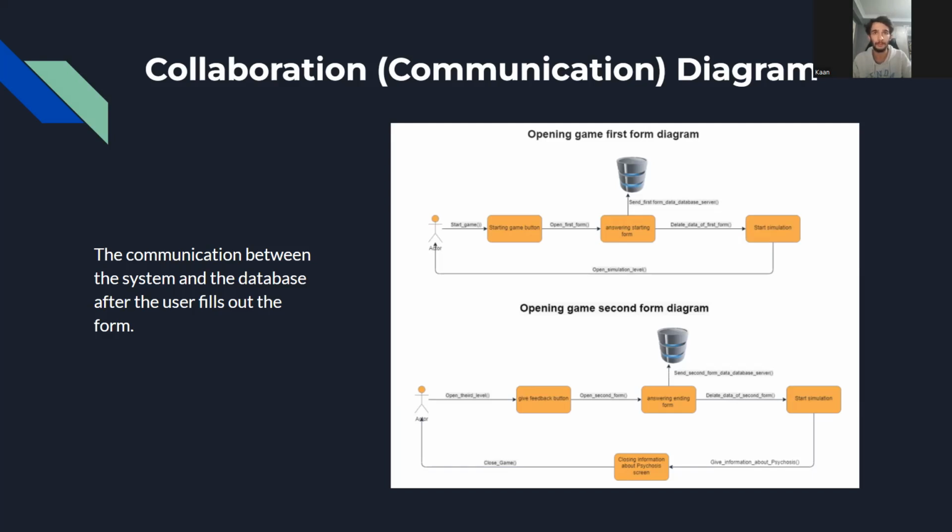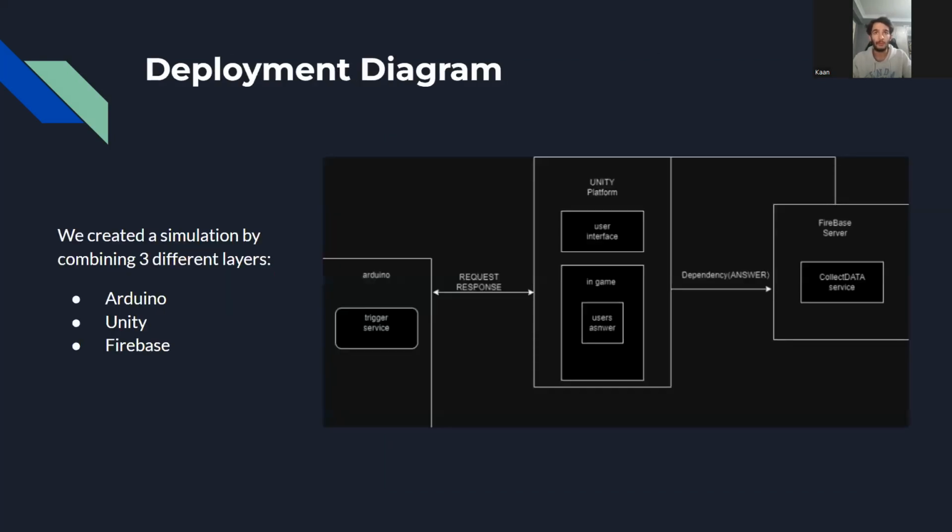We can continue. In the deployment diagram, we see these layers because we created a simulation by combining three different layers. These layers are Arduino for hardware and physical responses, Unity for providing game functions, and Firebase for collecting the data we obtained from the survey.